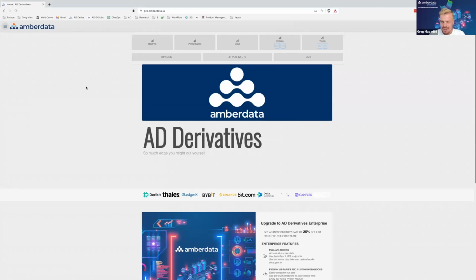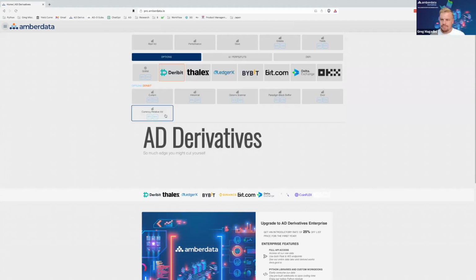Welcome to the Amber Data Derivatives GUI demo. So basically what I'll be showing here is how to navigate our GUI application and some of the features that we have here on the app.